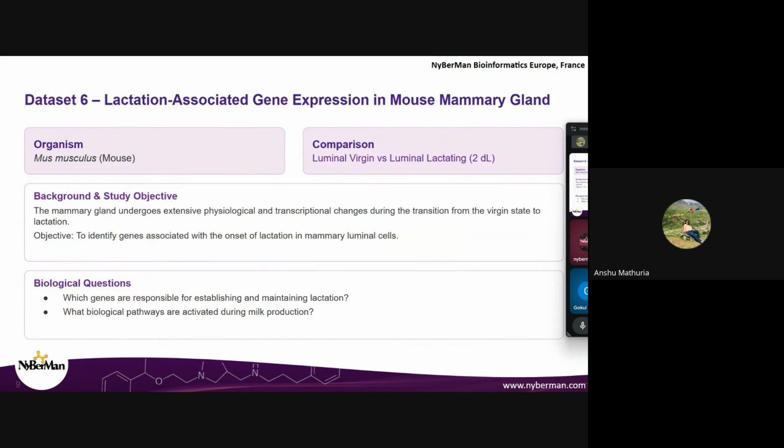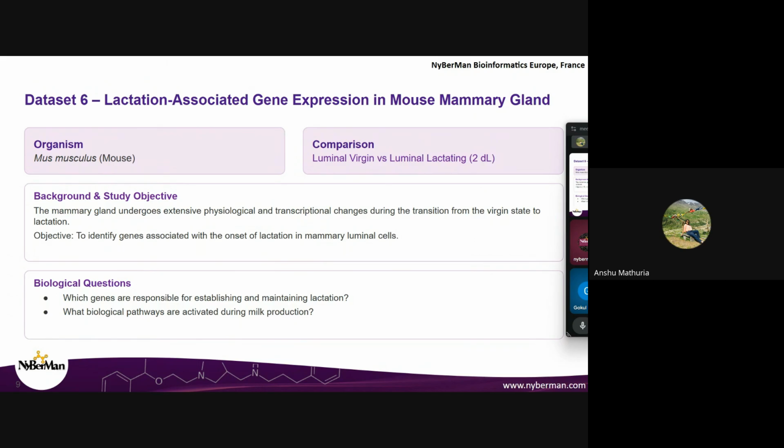So for mouse, there are two samples that I've given. This data set is basically about Mus musculus. We are not giving this to you right now. After you finish with the earlier data sets, this data set can be used to practice. This data set is studying the gene expression change in the mouse mammary gland.